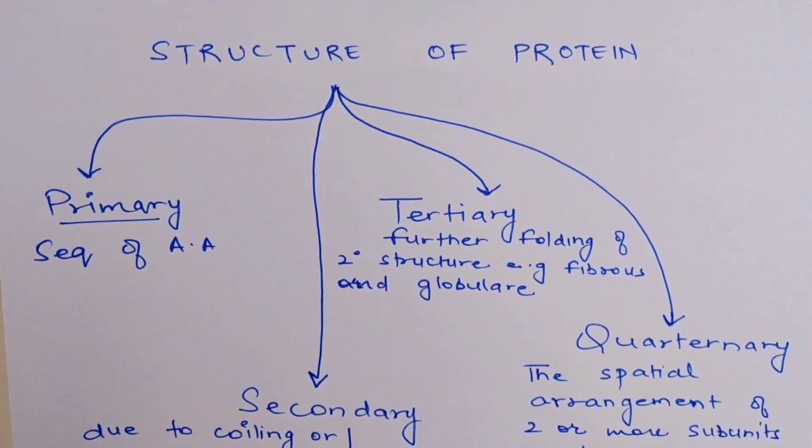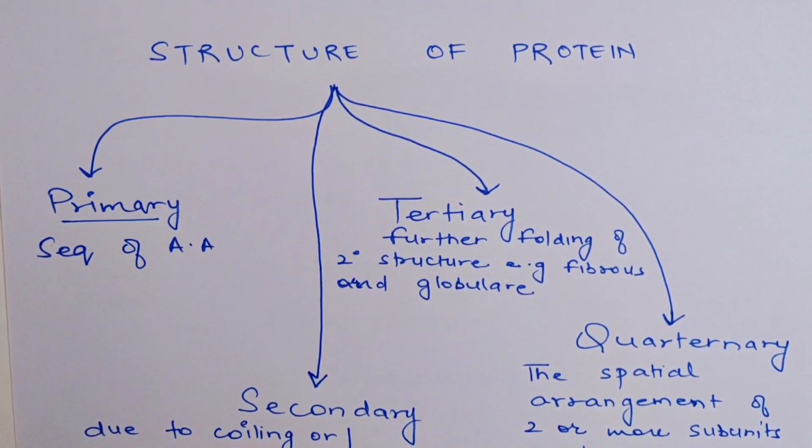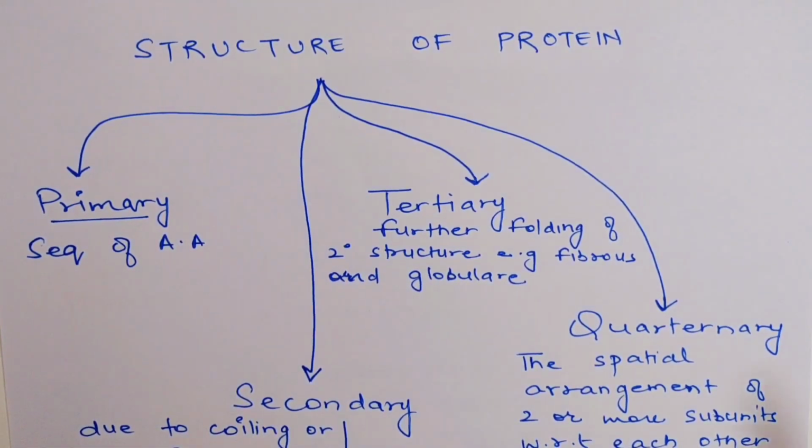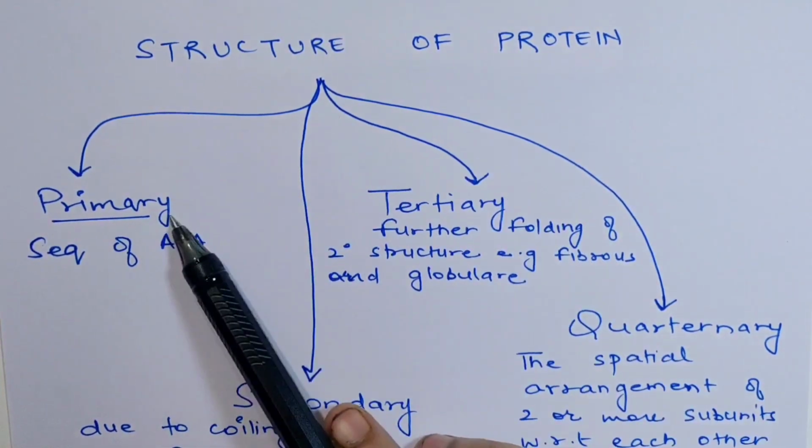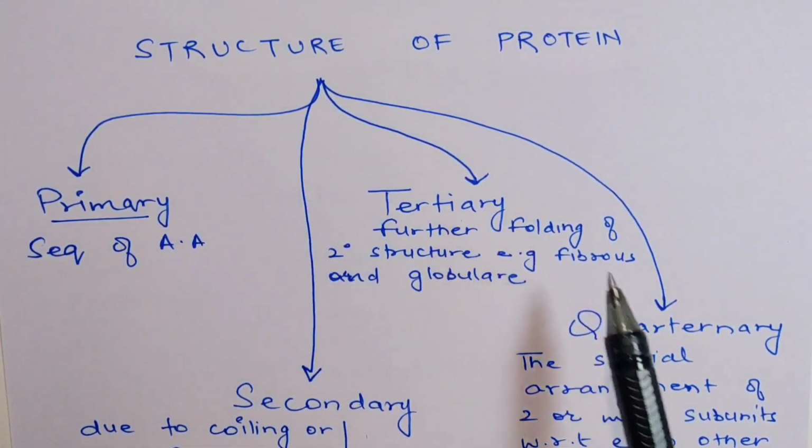Now let's talk about different structures of protein. There are 4 structures that a protein can assume: primary, secondary, tertiary, and quaternary.